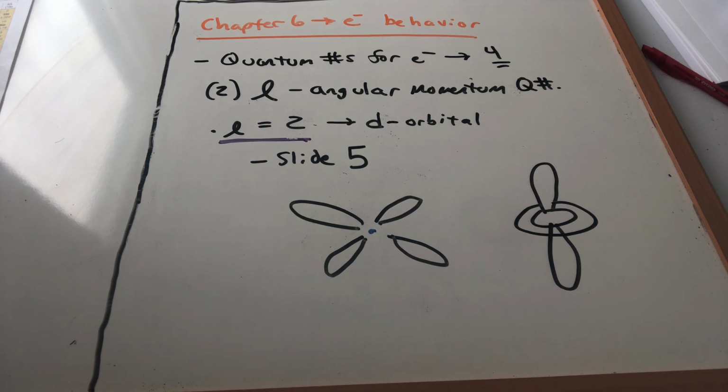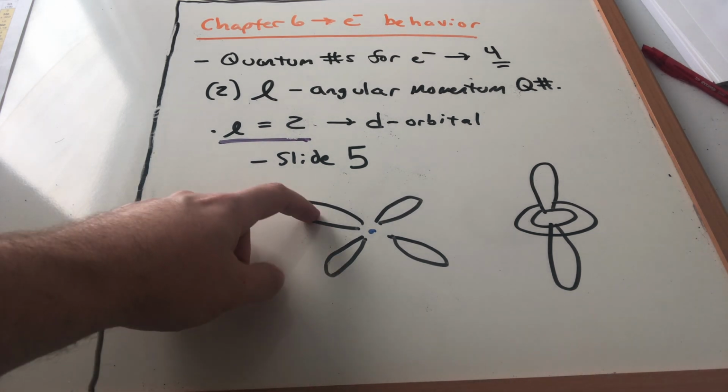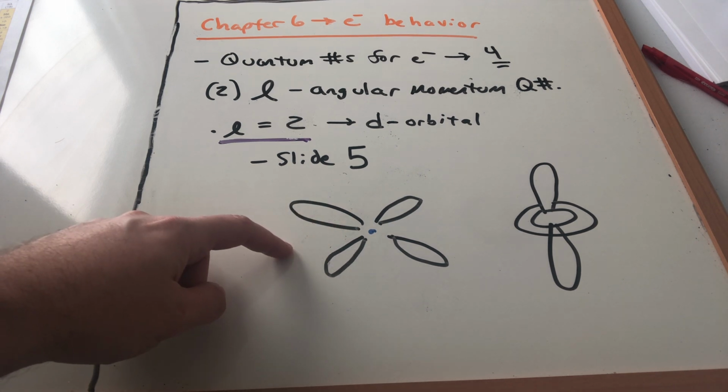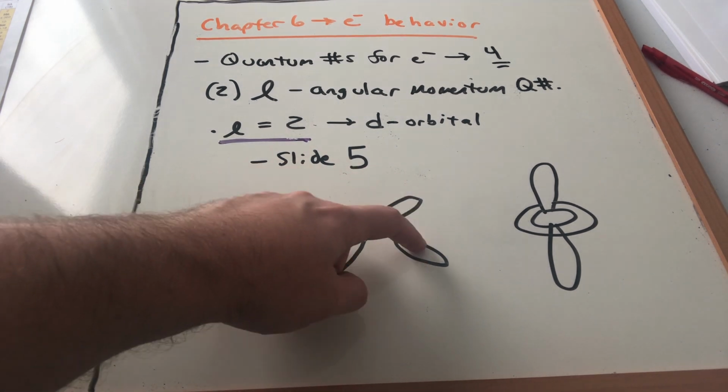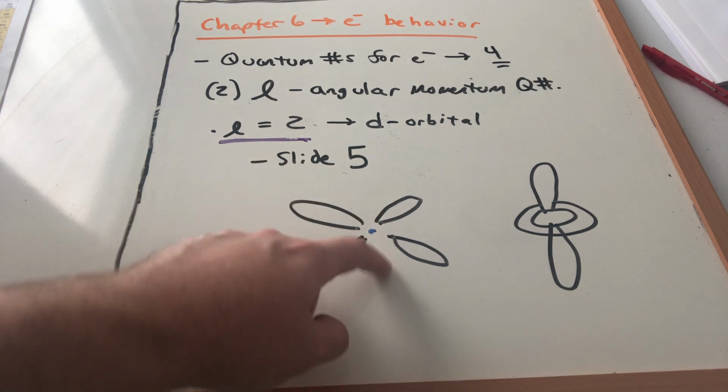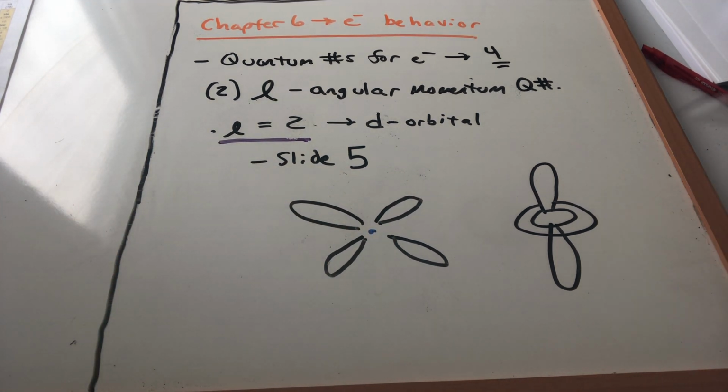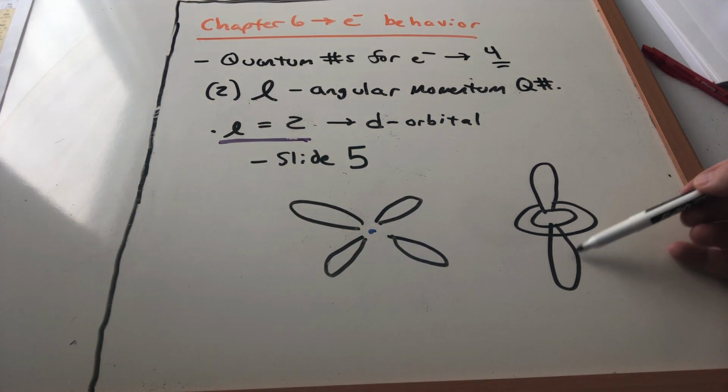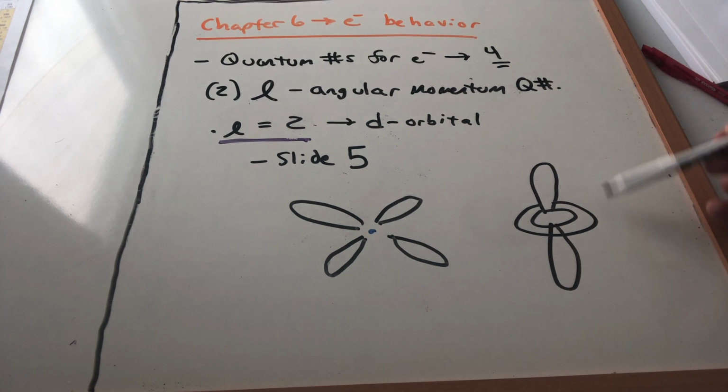Now think about what these shapes mean. Sometimes the electron's here, sometimes the electron's here, it's never in the middle. Sometimes it's here, here, never in these regions in between. Sometimes the electron's in the donut, sometimes it's in the upper lobe, bottom lobe. Where you don't see any shading, you'll never find the electron. So when L equals 2, we translate that into a d orbital.